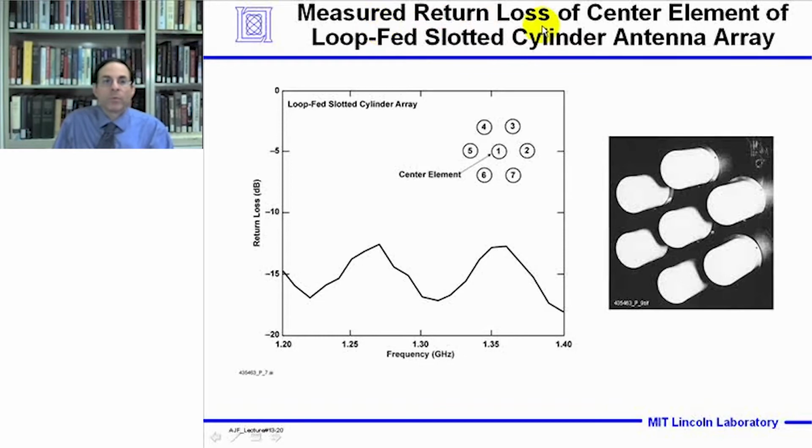Now we show the measured return loss of the center element of the loop-fed slotted cylinder hexagonal antenna array. So we're measuring the return loss of the central element. It's element number 1. The surrounding elements are terminated in 50 ohm loads. It's on the 1.22 meter ground plane. And we see that the return loss is very good. It's well below 10 dB over the 15% bandwidth, from 1.2 to 1.4 gigahertz.